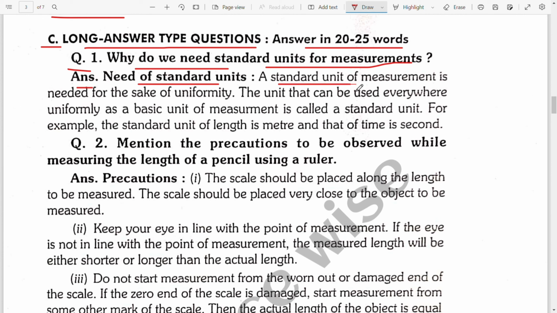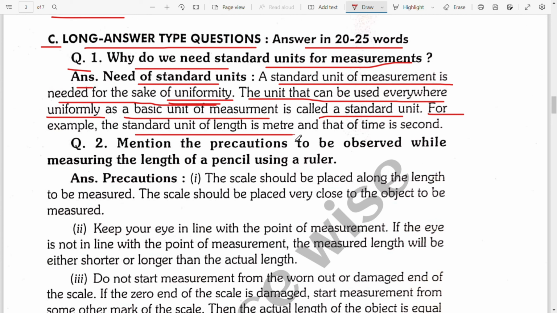A standard unit of measurement is needed for the sake of uniformity. है ना, यूनिफॉर्मेलिटी के लिए, मतलब सब जगह एक समान यूनिट चले, इसलिए हमने स्टैंडर्ड यूनिट को लेके आए थे. ठीक है. The unit that can be used everywhere uniformly as a basic unit of measurement is called SI unit. For example, the standard unit of length is meter and time is second.